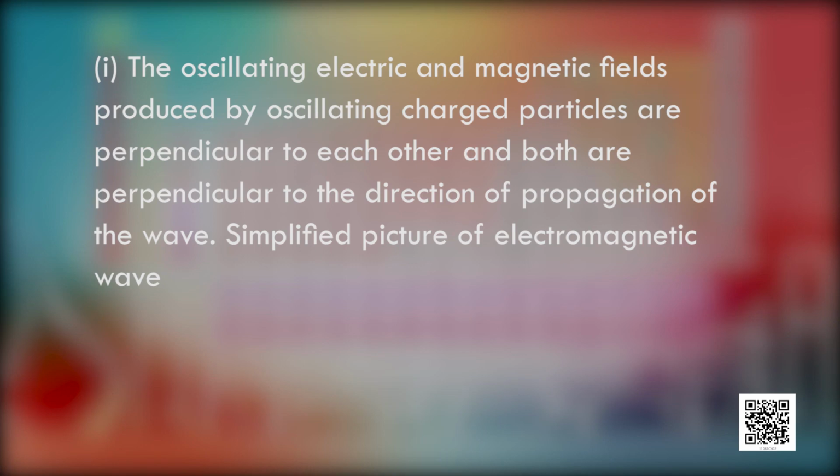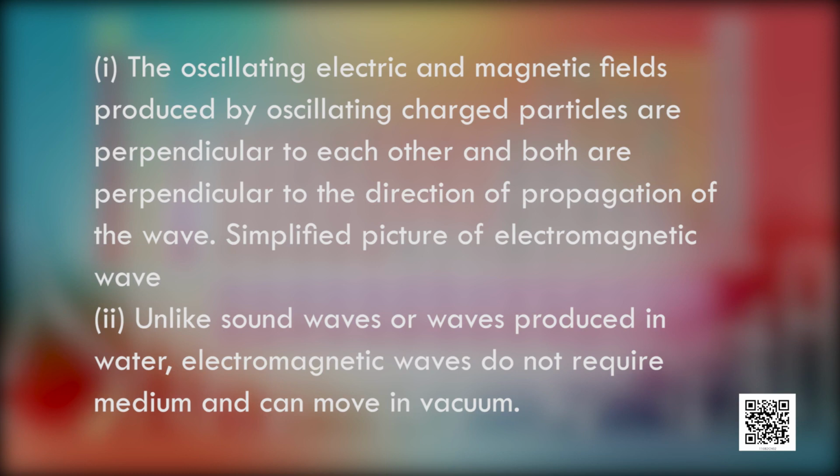Although electromagnetic wave motion is complex in nature, we will consider only a few simple properties of electromagnetic radiation. The first one: the oscillating electric and magnetic fields produced by the oscillating particles are perpendicular to each other. That means, if the electric field is moving in the x direction, the magnetic field would be in the y direction. So, they are perpendicular to each other. And the second is, unlike sound waves or the waves produced in water, electromagnetic waves do not require a medium and can move in vacuum.